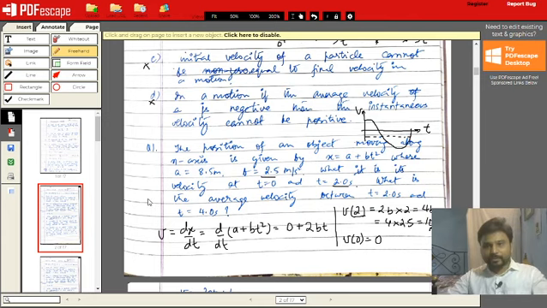Now we have to find the average velocity between 2 and 4 seconds. That means we have to write the equation of the final position of the particle.